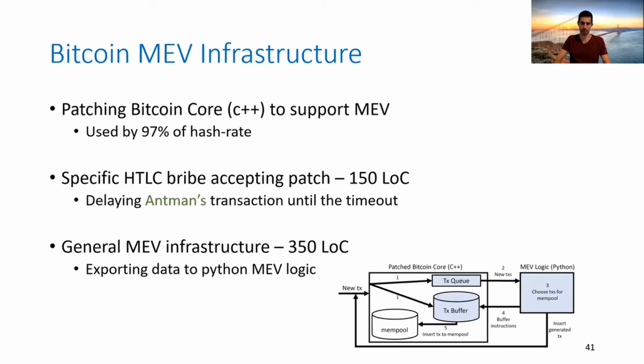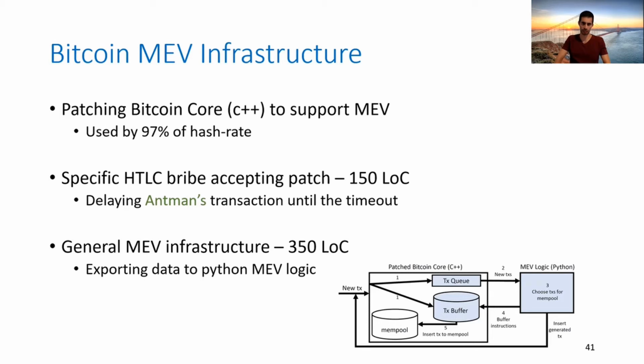So why don't we see MEV on Bitcoin yet? Is it because it's too hard? We show this is not the case by patching the popular Bitcoin Core client. Our first patch is to support the HTLC bribe attack, requiring only 150 lines of code. The code identifies Batman's bribe, delays Ant-Man's transaction, and includes Batman's transaction after the timeout elapses.